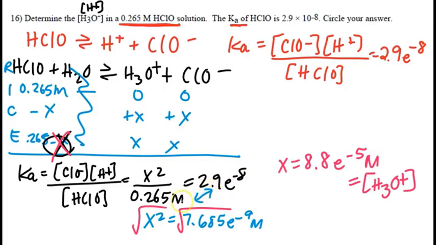I then move forward and cross multiply, and I get 7.685 times 10 to the negative 9. Now to solve for x and isolate it, I have to take the square root of x squared. So when I take the square root of x squared, I have to take the square root of the other side, and therefore x is equal to 8.8 times 10 to the negative 5 molar. And this x value is equal to the H3O+ concentration. And so that will be my actual answer here. Now I have two significant figures based on the value that's given, so yes, it will be 8.8 times 10 to the negative 5 molar here.